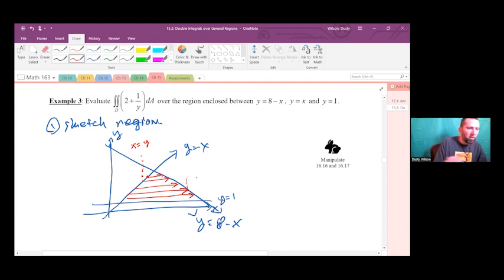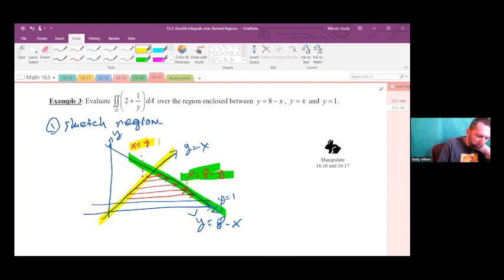Again, we're parallel to the x-axis, so we want to think about what x equals. It looks like x equals 8 minus y. So instead of having a bottom, in this case we'll have a left, the yellow, going to the green, which is x equals 8 minus y. Okay, so we sketched the region. Next we're going to set up and evaluate our iterated integral.